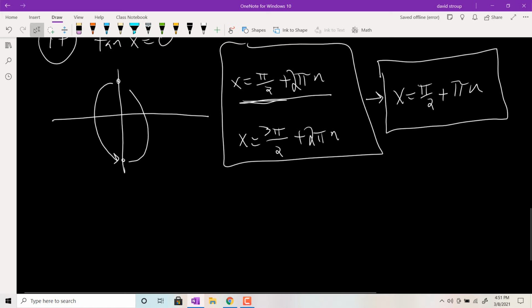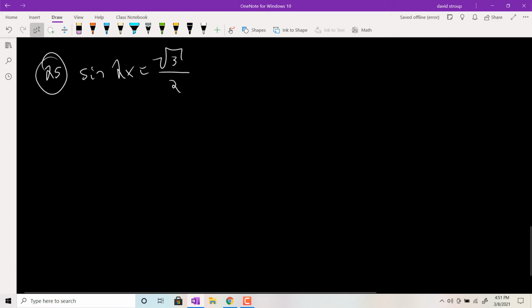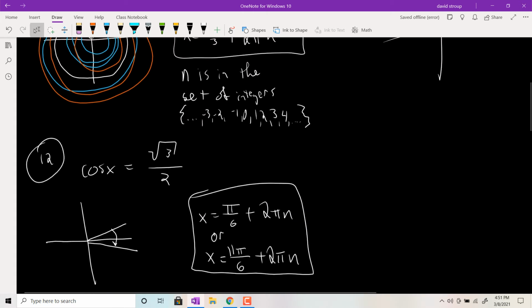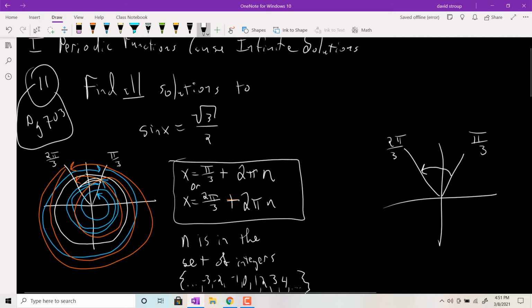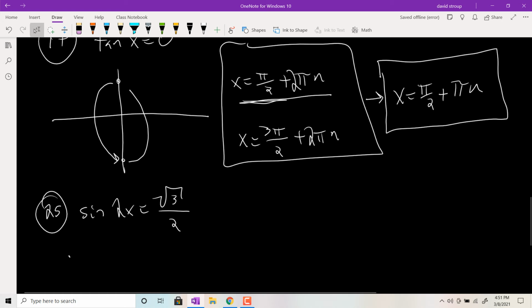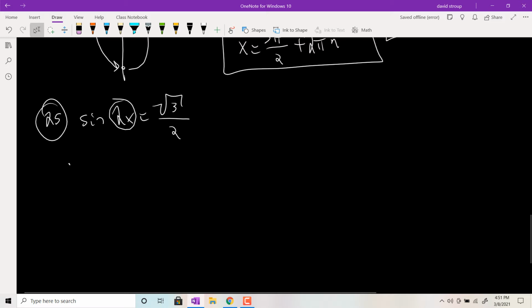Let's look at, I think we're sort of beating this to death. Let's look at some of these multiple angle problems, and then we'll move on to a different spiel. Here's 25, and we have the sine of 2x equals radical 3 over 2. Same spiel. The big difference between this one and the first one is the angle inside the function. Like you have sine x equals radical 3 over 2. This is sine of 2x all equals radical 3 over 2.